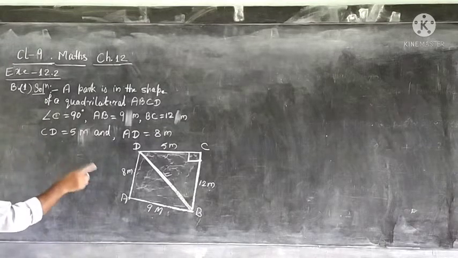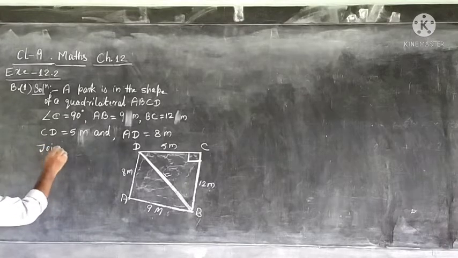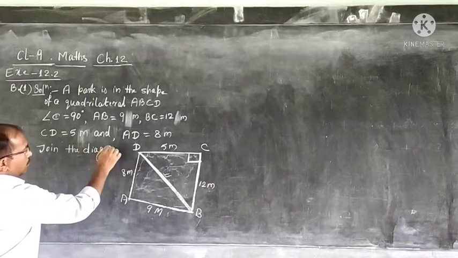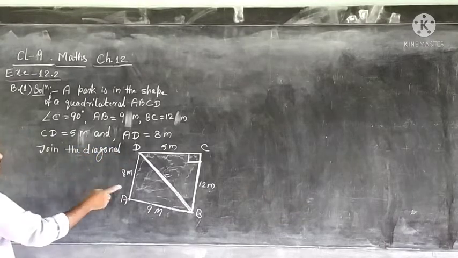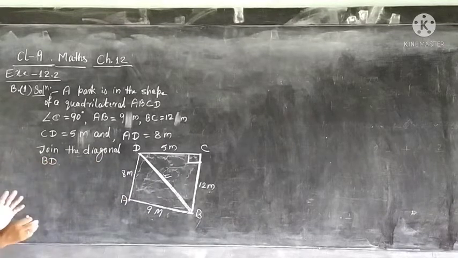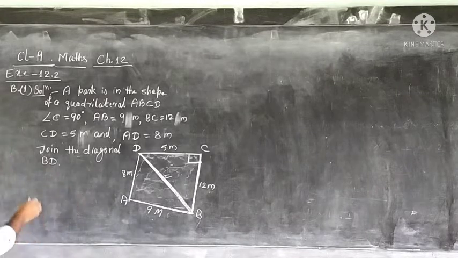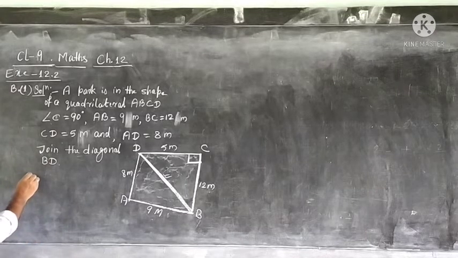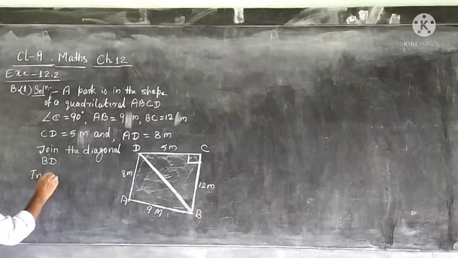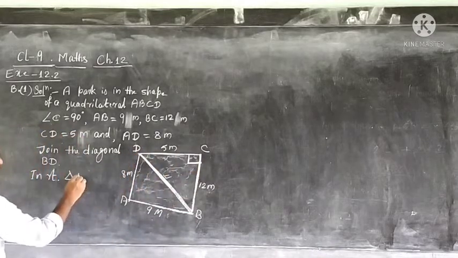So, let us start. First what did we do? We joined the diagonal. What is the diagonal? BD, join the diagonal BD. The diagonal divided the quadrilateral into 2 figures. Is it clear? So, now we will go to right triangle BCD.